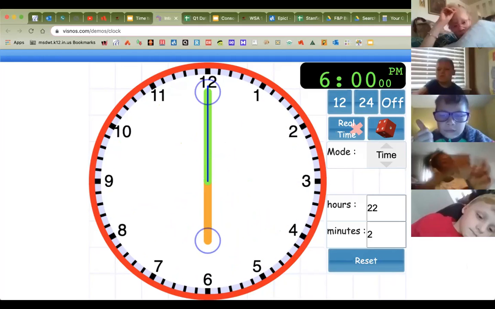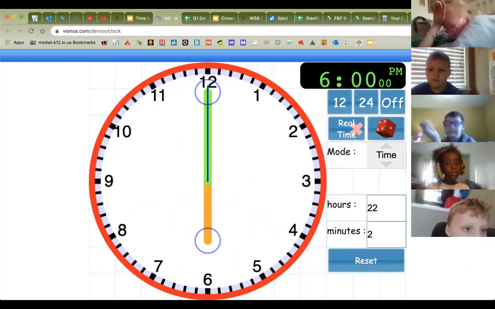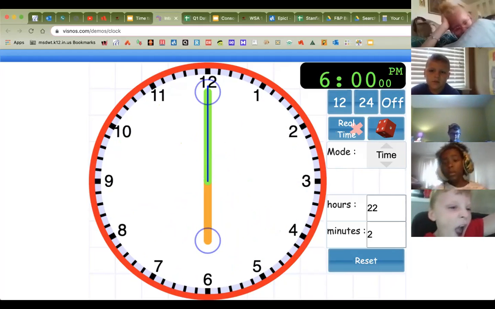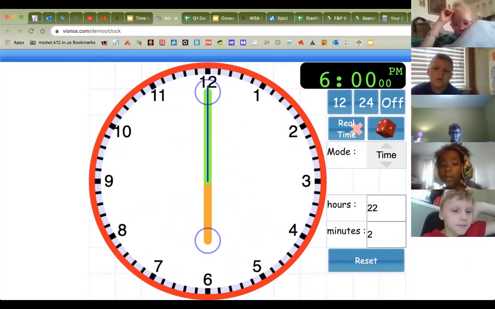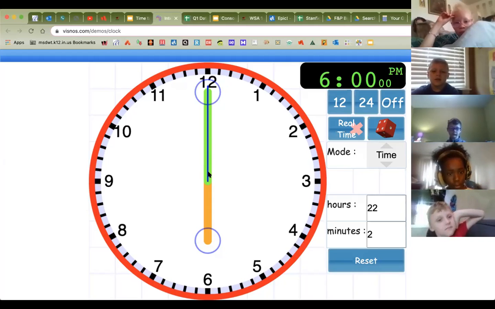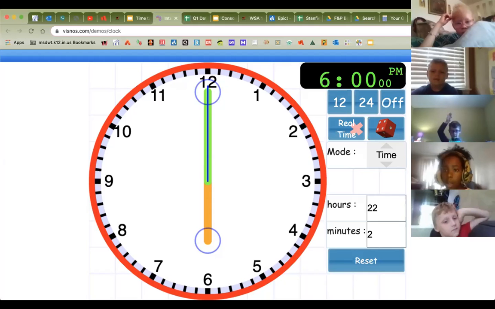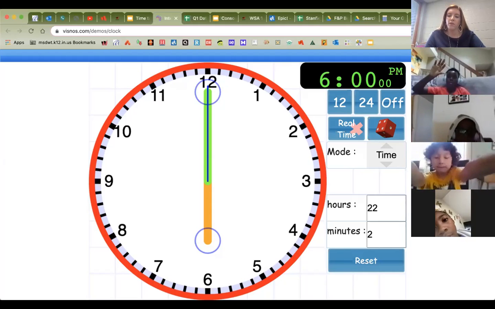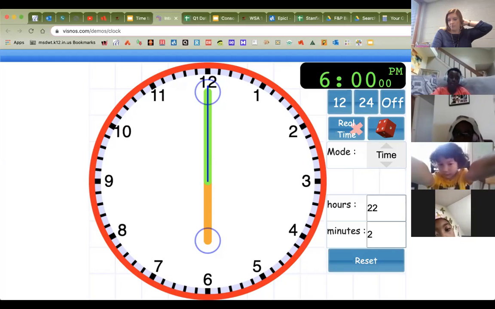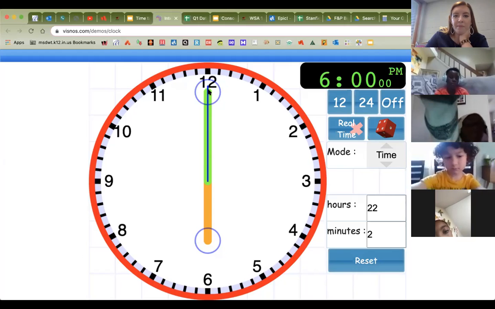And I want my clock to be at 7:30. Where would my green hand be if I'm at 7:30? Where would I put that minute hand? Go ahead, Kevin. On the 6. Good job.